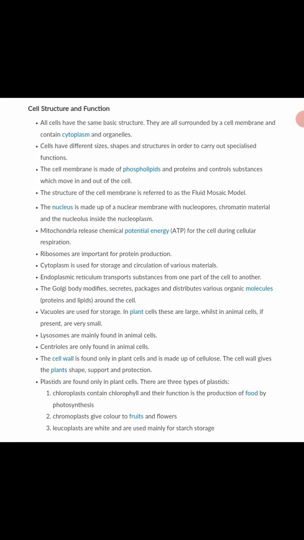Now, the summary on cell structure and function. All cells have the same basic structure. They are all surrounded by a cell membrane and contain cytoplasm and organelles. Cells have different sizes, shapes, and structures in order to carry out specialized functions. The cell membrane is made up of phospholipids and proteins and controls substances which move in and out of the cell. The structure of the cell membrane is referred to as the fluid mosaic model.